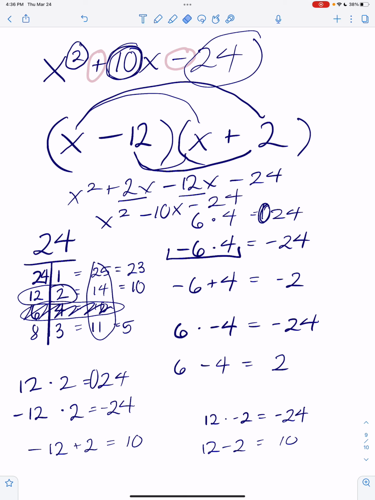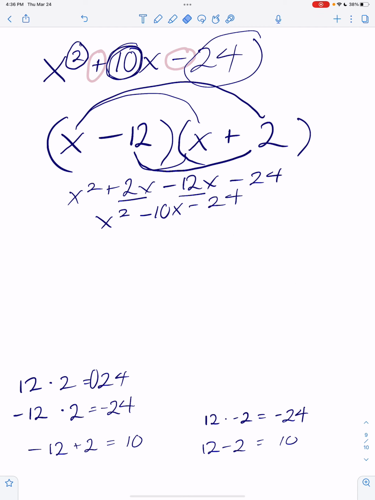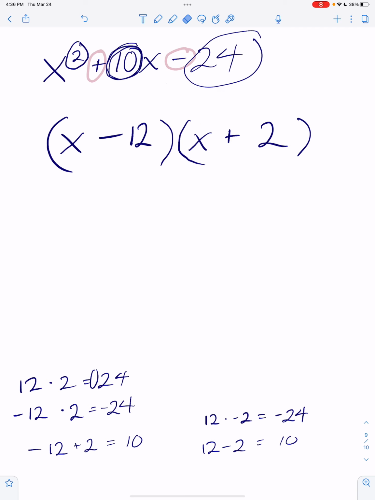So here we're running into a problem. This is why it's critical to double check your answers, because sometimes it actually is really, really important the order in which you put them in. So let's switch this up and try again. And let's make our 2 the negative and our 12 the positive.